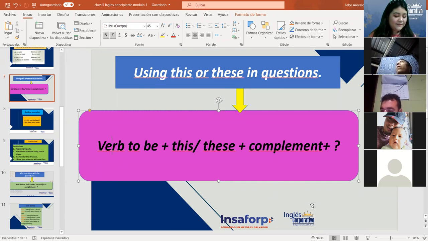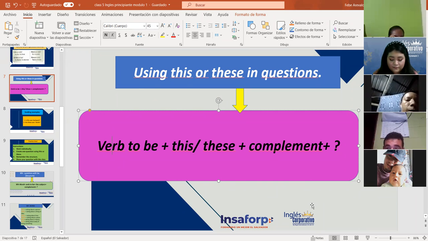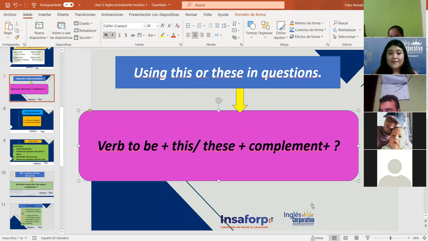Are these shoes yours? Are these your shoes? Excellent, very good. That's the question. Are these your shoes? That's correct, my friend Aníbal and Roberto. Let's have Maria Teresa, thank you. Are these your pants? All right, excellent, very good.